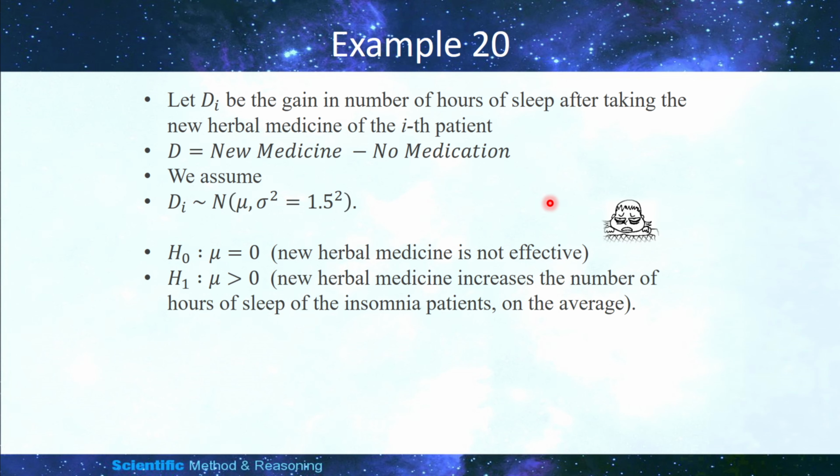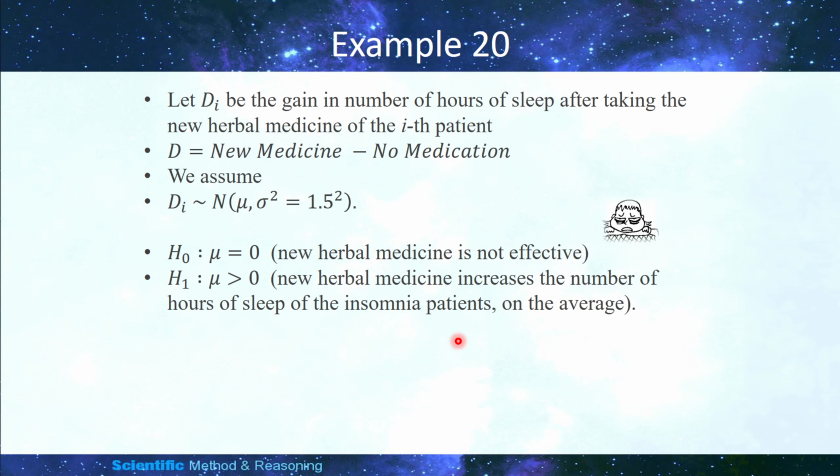While the alternative hypothesis is that the new herbal medicine is effective. Okay, that means the mean number of hours of sleep gained will be positive on average, would be greater than zero on average.